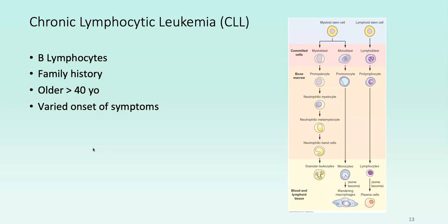One is a slow progression. Patients are frequently asymptomatic at the time of diagnosis. The prognosis for slow developing CLL is that they are more likely to age and die from something else before they die from this disorder.